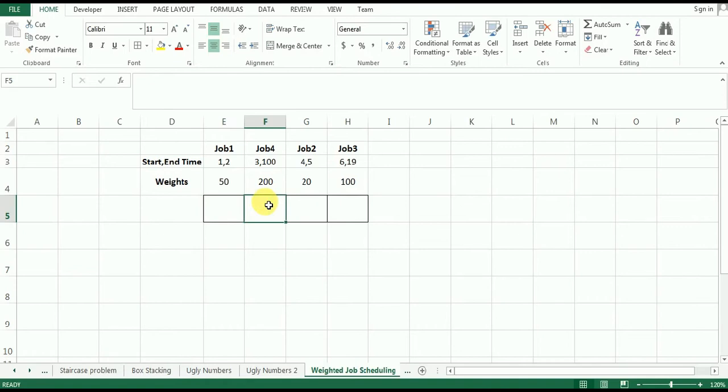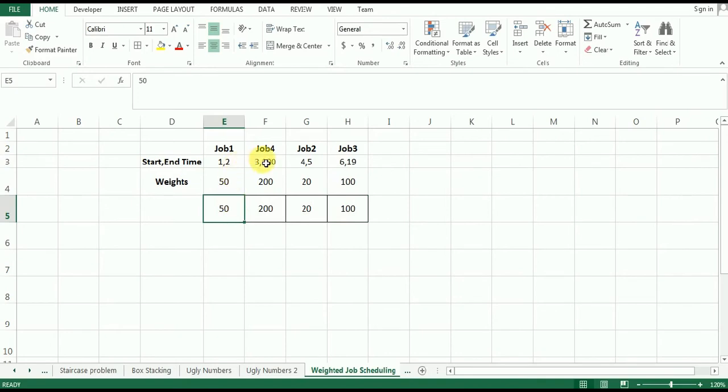Now let's talk about the base state. What initial values will be filled in this particular array? So I say that the values will be the weights of the jobs. So these are the base values, or you can say the initial values. Why did I do that? Now your question will be why I did that.